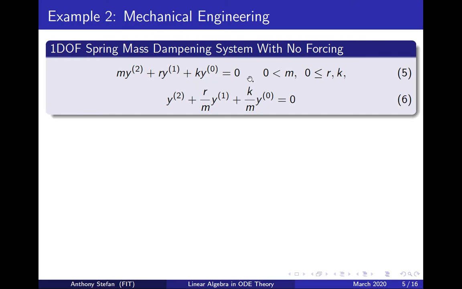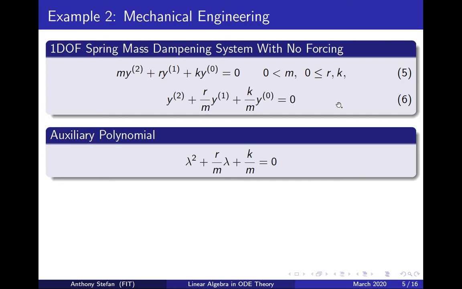All right, so we can see that this is in the ordinary homogeneous linear differential equation with constant coefficient form that we want. Clearly, m, the mass, must be strictly greater than 0, and r and k could be equal to or greater than 0. All right, so when we divide by m, we put the ODE in this form of equation 6.